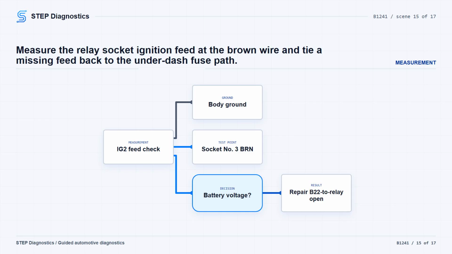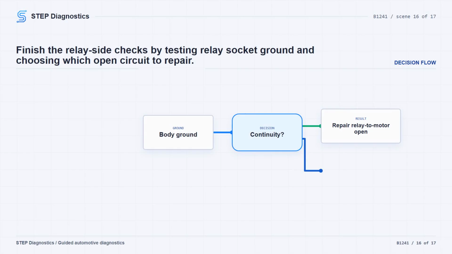If battery voltage is not present, repair the open between the no. B1241 5A fuse in the underdash fuse/relay box and the blower motor relay. Turn the ignition switch back to lock 0. Check continuity between blower motor relay 5P socket no. 5, the black wire, and body ground. This is the relay ground circuit check.